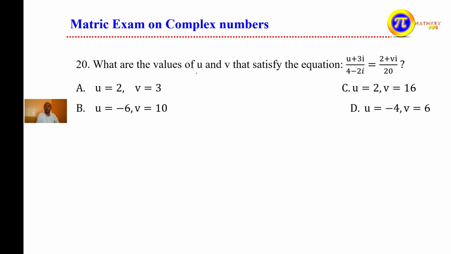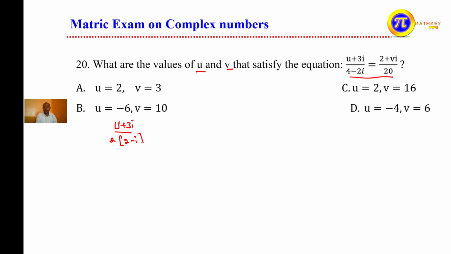Similarly, what are the values of U and V? We are asked the value of U and V from the given equation. In this case, what shall we do? We have U plus 3i, divided by 4 minus 2i. What is common here? Two is common, that is 2 times (2 minus i).